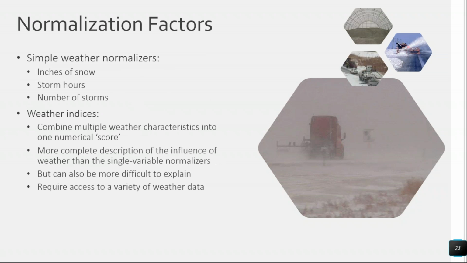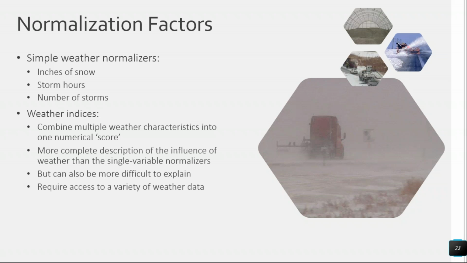So some simple weather normalizers are inches of snow. I know, it's pretty easy. A lot of people can wrap their head around that one. Storm hours, or maybe even number of storms. Nice thing about these is that you can measure these with your own eyes to a certain extent. You can simply count how many storms hit your area or various areas. You can go and look up weather data and look up inches of snow, and if you have a weather station around, you can look up how long it was snowing. So these types of things are pretty easy to get your head around.